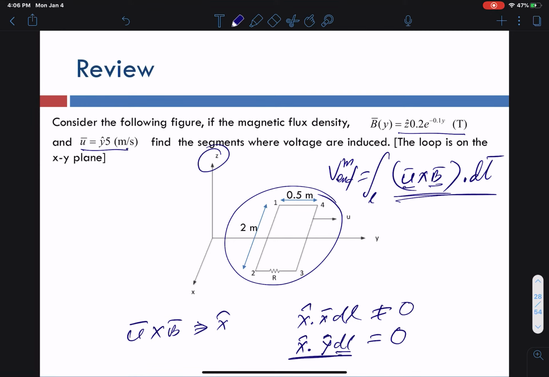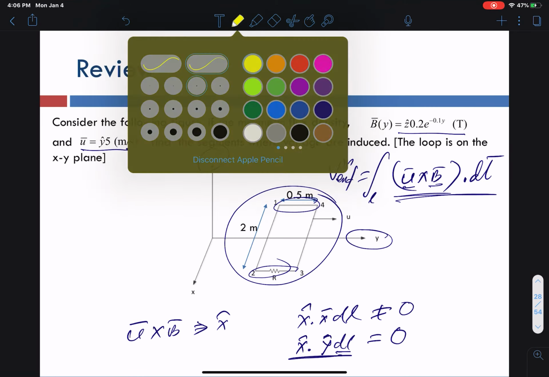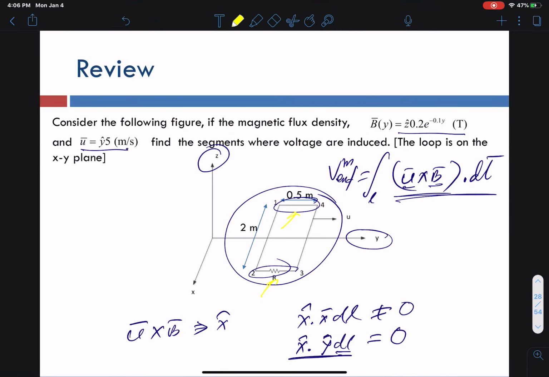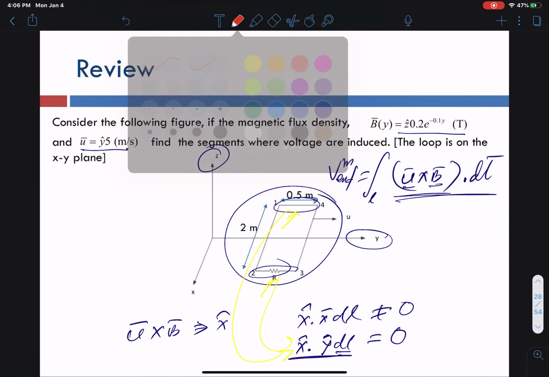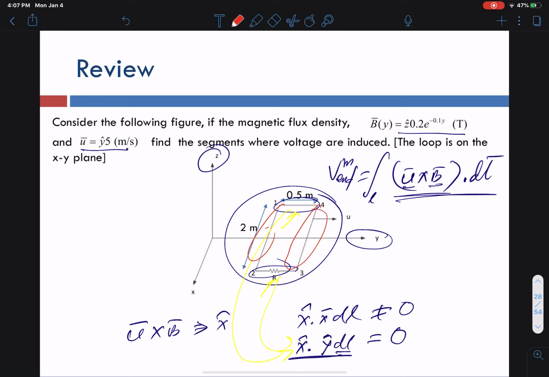Look at here. This is the Y direction. This part and this part are both in the Y direction. So these two parts, this one and this one, would not produce any voltage because they are in the Y direction. Only the parts of the loop in the X direction, basically this part and this part, have the non-zero product that will contribute to the voltage induction. So 1 and 2 and 3 and 4 will produce the voltage. 1, 4 and 2, 3 would not produce the voltage.